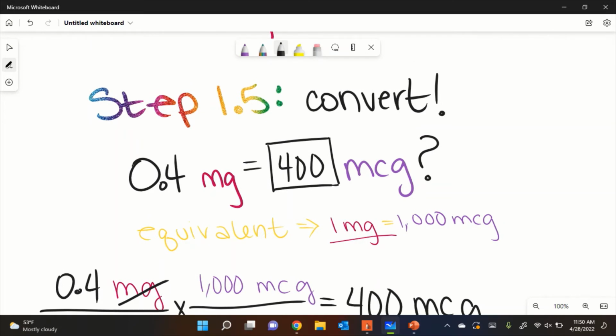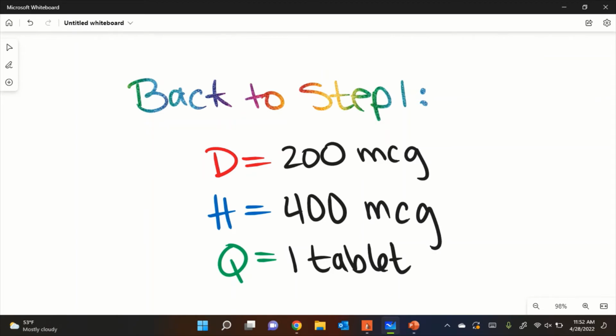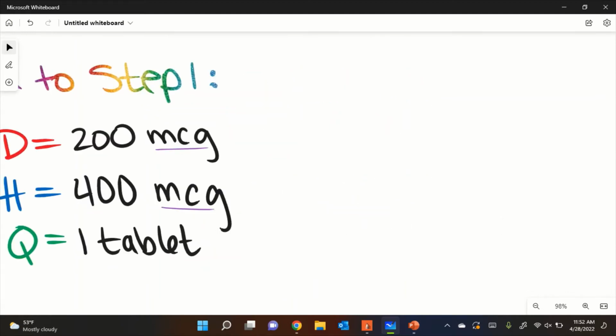Now what we need to do is go back to step 1. If we come back to step 1, we can rewrite H with our new information. So H is not 4/10 of a milligram. H is 400 micrograms. Now our units match. And so we can move on to step 2.